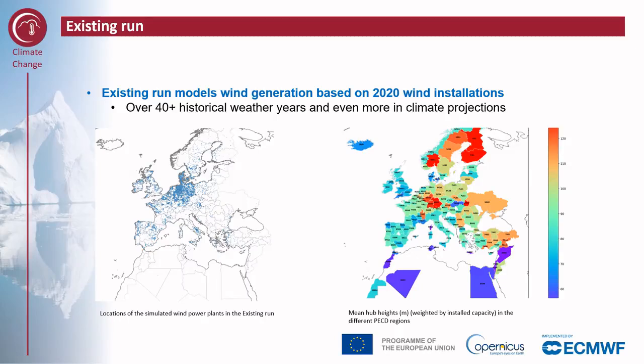For example, in Finland and Southern Germany, there are very high hub heights compared to most other regions having significantly below 100-meter hub heights. Those, of course, all impact the simulated capacity factors.